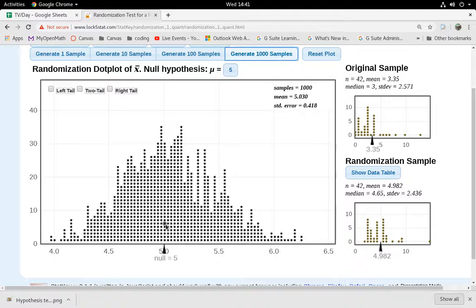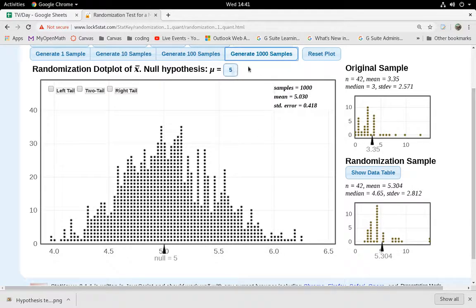So what StatKey is doing is, based on this original sample, it's trying to make up other groups of 42 individuals. And it's also assuming that the average should be 5, but there's always going to be deviation from that. And so it's trying to rebuild a bunch of samples of 42 people using some randomization based on 5 as the average. So notice 5 is in the center here. So I have 1,000 means here. Each mean is from a sample of 42 individuals.